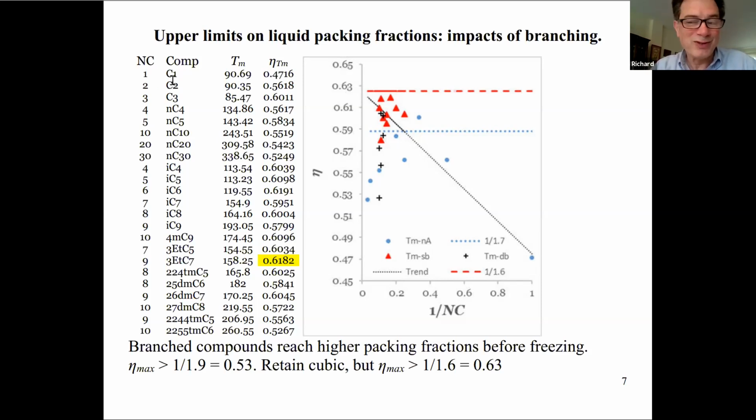And methane's not really spherical, remember, it's got those little hydrogen bumps in it. But it still can't get past 0.49. So that would be the highest packing fraction that we would want to deal with for methane. But it gets more complicated as the molecules go up.